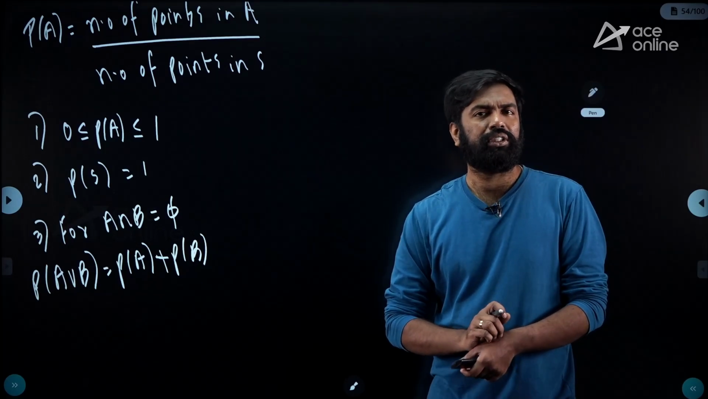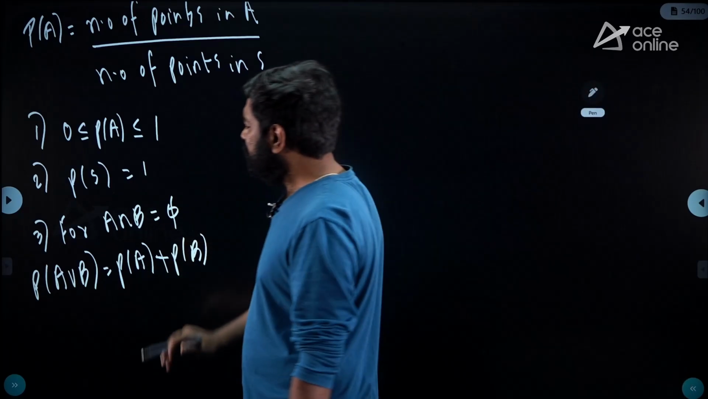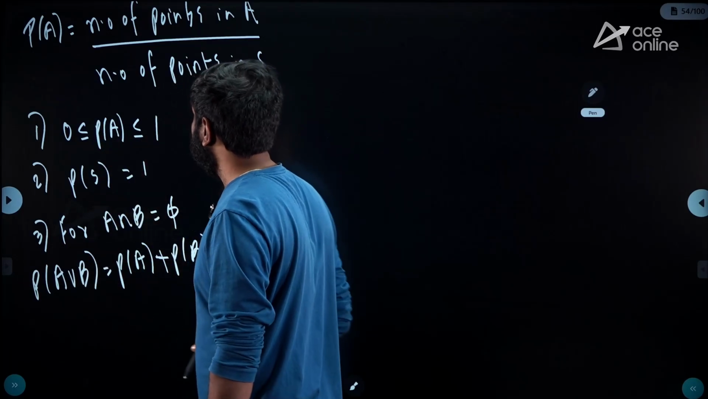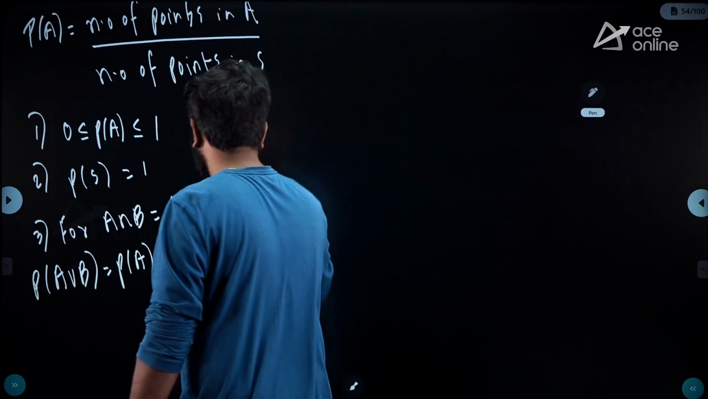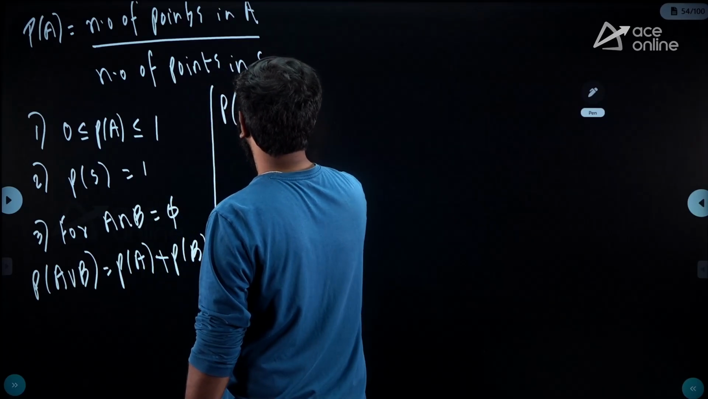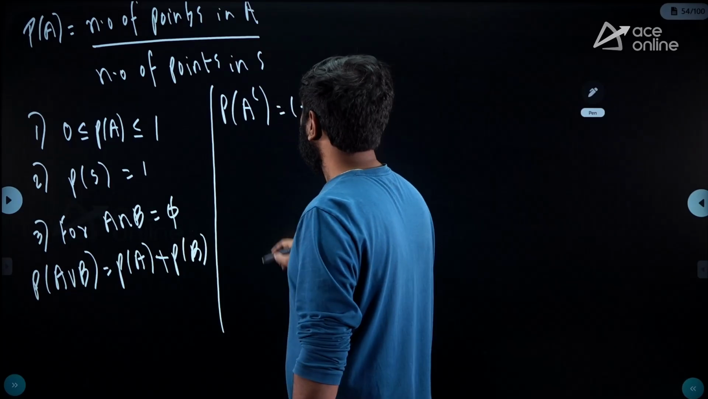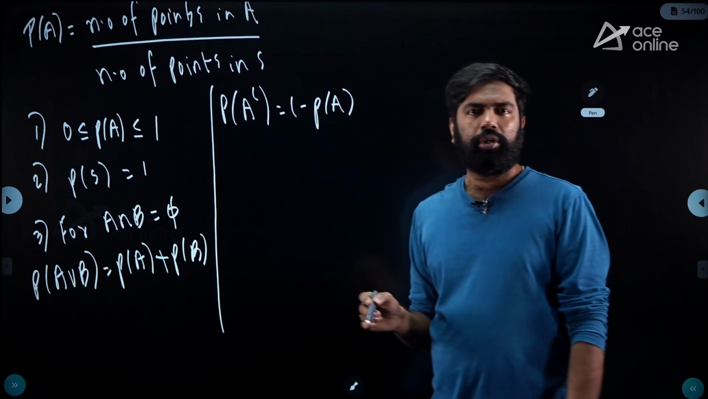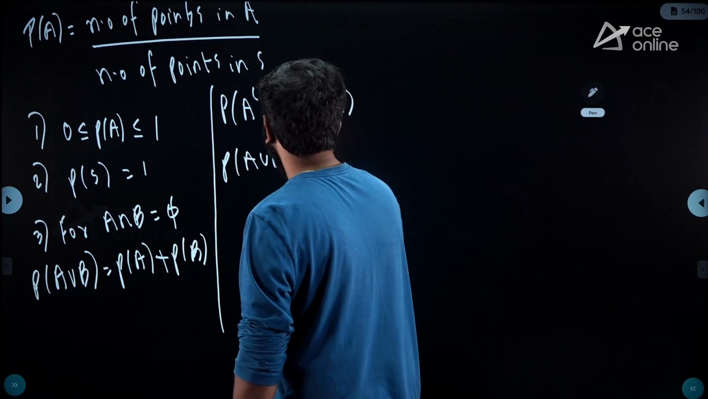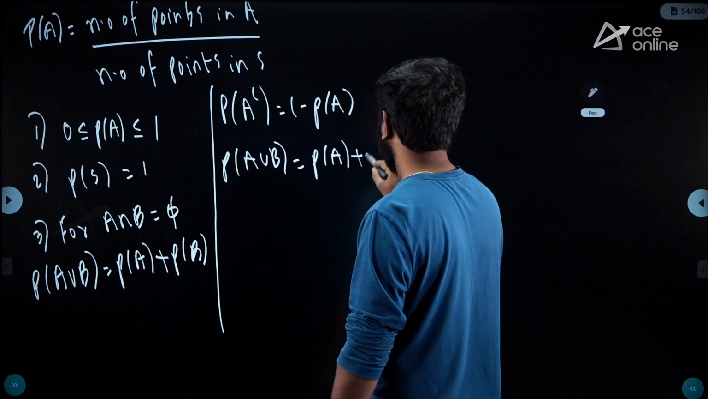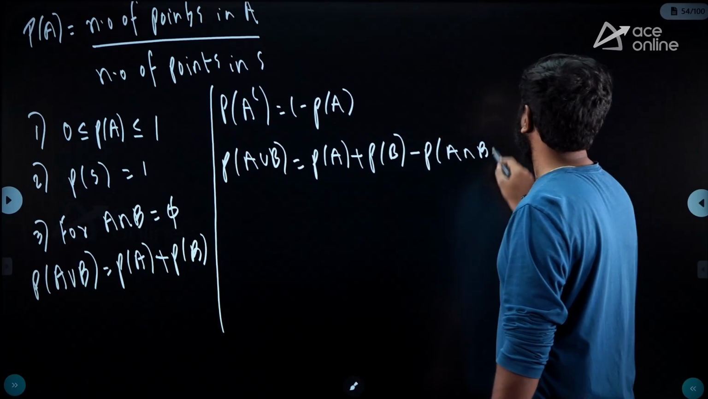Now this was explained to you in classes in a detailed way. So these three are the axioms, students. Apart from this, there are some basic theorems like the complement rule. According to the complement rule, the probability of A complement is 1 minus probability of A. And then according to the addition theorem or addition rule, the probability of A union B is P of A plus P of B minus P of A intersection B.